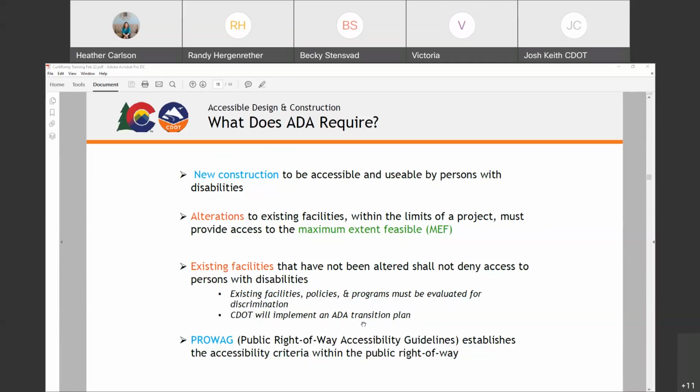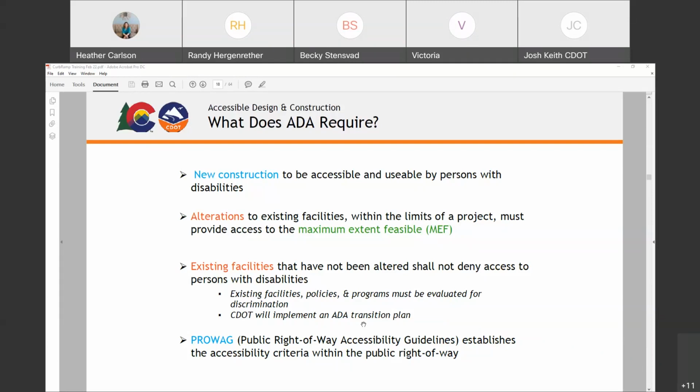Alterations to existing facilities. That gets a little bit more flexible, because we realize you can't rebuild an entire intersection and an entire run of sidewalk attached to a city block. So it gets to the maximum extent feasible. PROWAG discusses within its introduction what that maximum extent feasible is. The long and short of it is you want to look at the scope of the project. What is the scope of the project? Because you don't want to wander into it's too expensive, because that's not an argument that really flies.